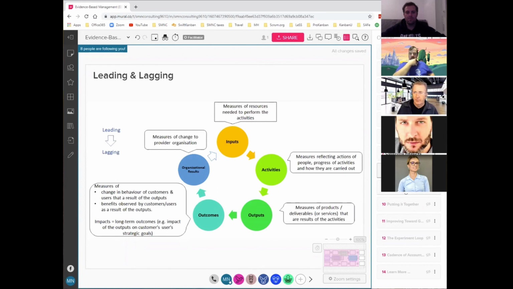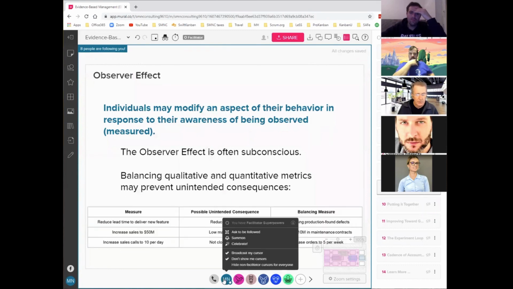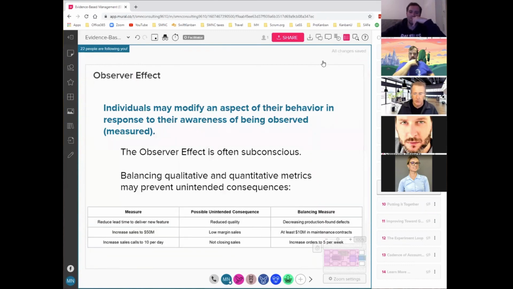Okay, now, this leads to another important effect that I did also mention, and let me summon you to the mural where I'm looking right now. Of course, you can see it on the screen share, I realize that. And that's the idea of the observer effect. This is the notion that we will modify our behavior whenever we are aware that we're being measured.